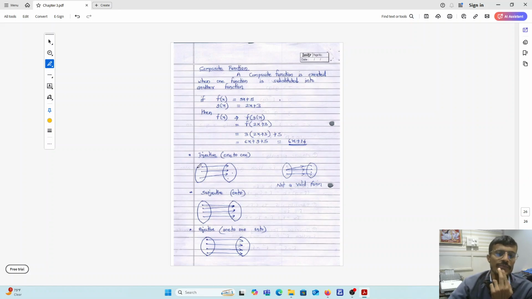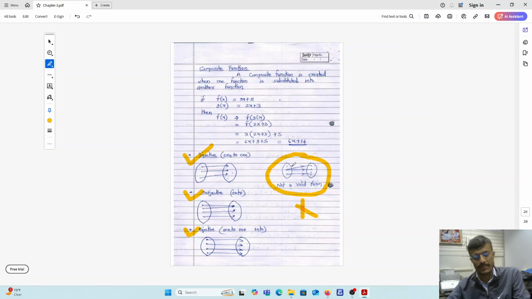Yes, types of functions. So basically there are three types of function. First one is the injective, which is also called a one-to-one mapping. Then the second one is the surjective, that is called an onto mapping, and the last one is the bijective, which is called a one-to-one onto mapping. And this one is not a valid function. So that's all for chapter number 3, that is functions and relations.